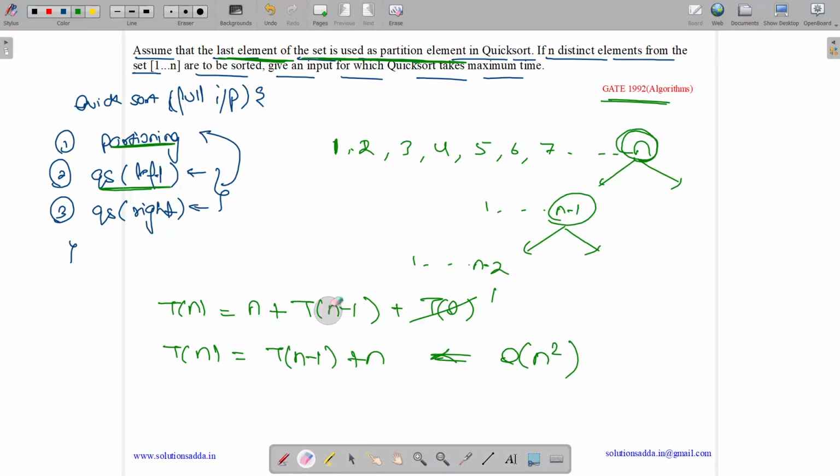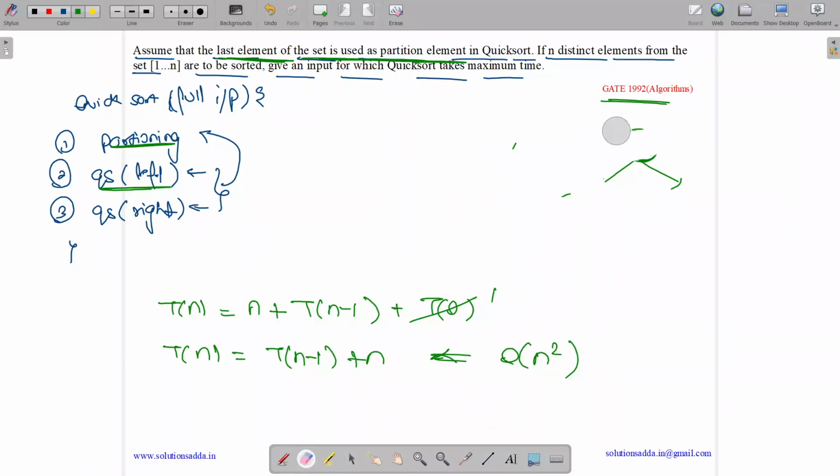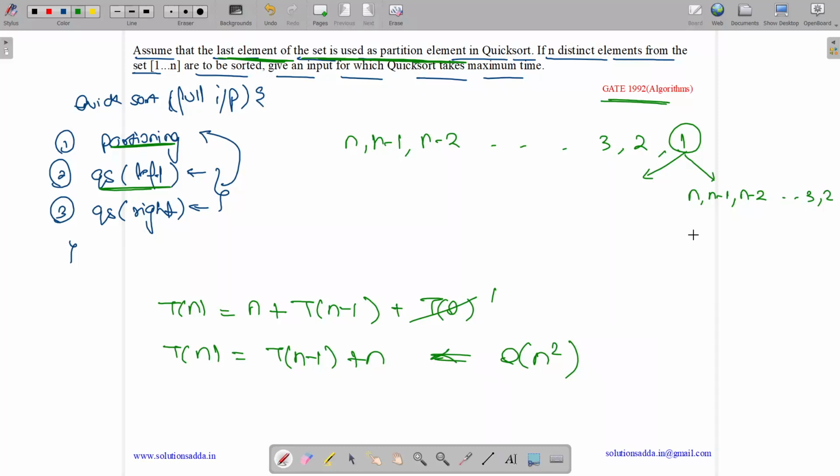Now let us see the second case, when they are sorted in descending order. So we have n, n minus 1, n minus 2, then 3, 2, 1. 1 is taken as pivot, the last item. All the items on the left of it are less than 1, and on the right of it are more than 1. So nothing comes on the left, and all the items n, n minus 1, n minus 2 up to 3, 2 come on its right, not necessarily in the same order.